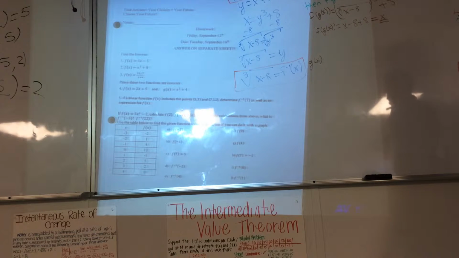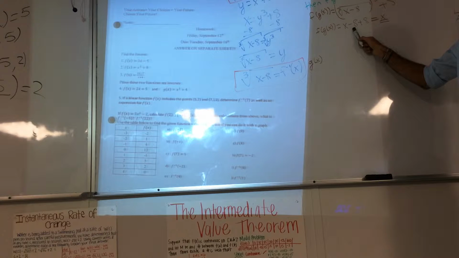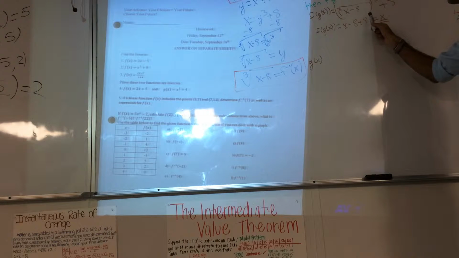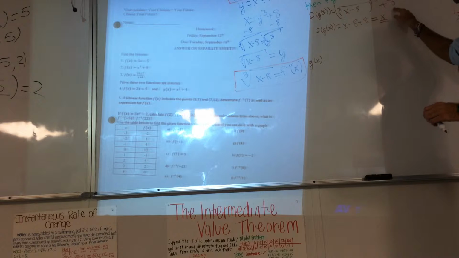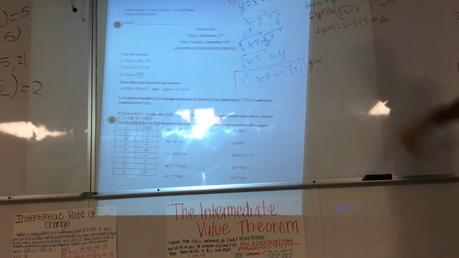Matthew: Wouldn't it be plus 8 for it? But this negative 8 here, isn't it like f of x? No. But the plus 8 is here. I get you.